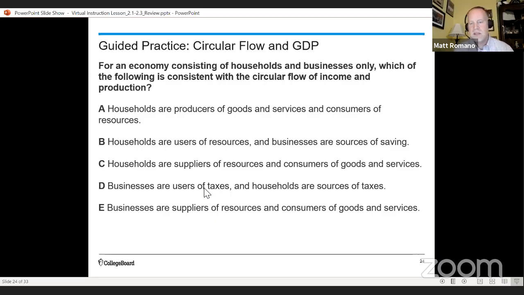D, businesses are users of taxes, households are sources of taxes. Well, we didn't even have a government sector in this example, so we can't go there. E, businesses are suppliers of resources. No, not in this model, they are not. Consumers of goods and services, not in this model. Correct answer is going to be C. And again, visualize and go beyond visualization. Sketch it out. Have a quick sketch of the circular flow model to help you answer that question.